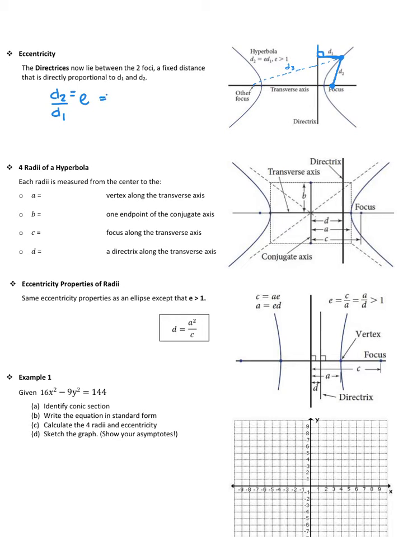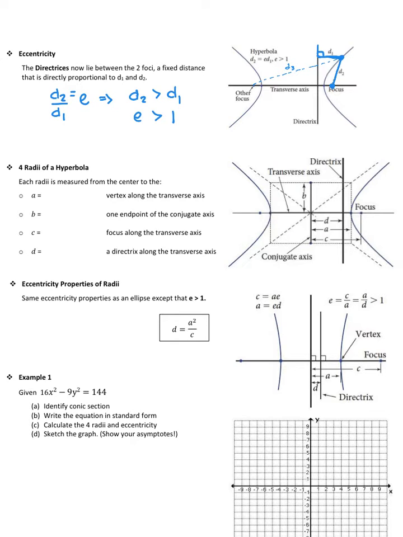Since D2 is always going to be greater than D1 in a hyperbola, that means E will always be greater than 1. So that's really all you need to know: if we tell you an eccentricity and it happens to be greater than 1, you know we're talking about a hyperbola. If we tell you the E is like 0.5, then you know we're talking about an ellipse. If we tell you it's 0, you know we're talking about a circle.